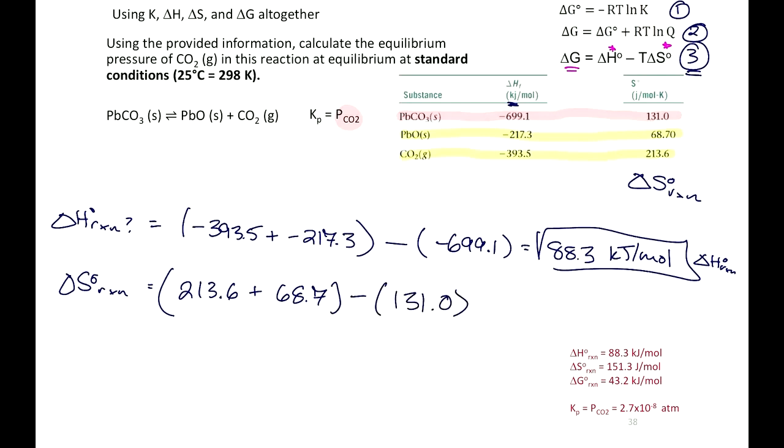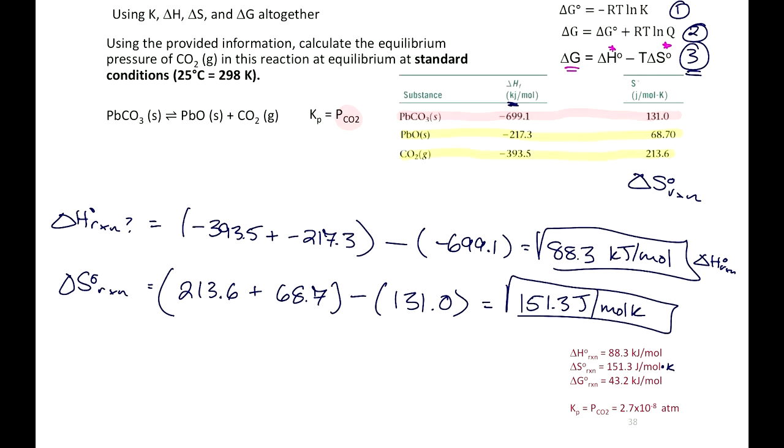131, there's my reactant, and then you get a number like this, 151.3 joules. The unit here is wrong in the key. There should be a Kelvin down there: joules per mole Kelvin. The sign of delta S of this reaction is positive, meaning that the reaction is gaining entropy. Would you have predicted that based upon the balanced chemical equation? Would you have predicted that entropy increases? Yes, because we're gaining gas particles. So entropy should be positive.